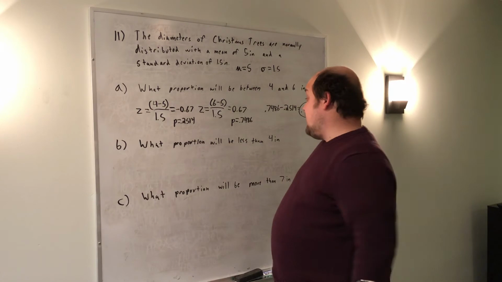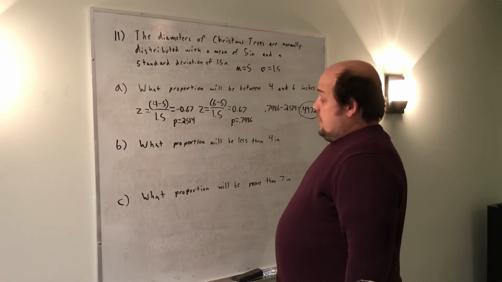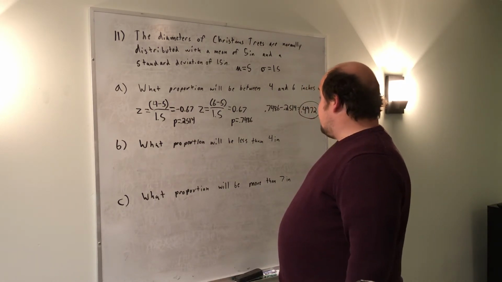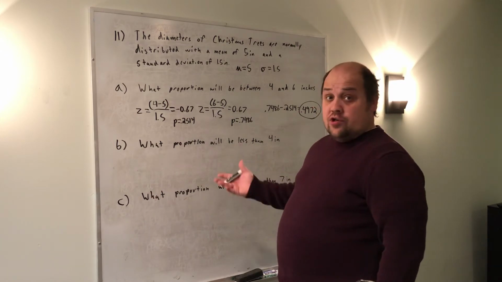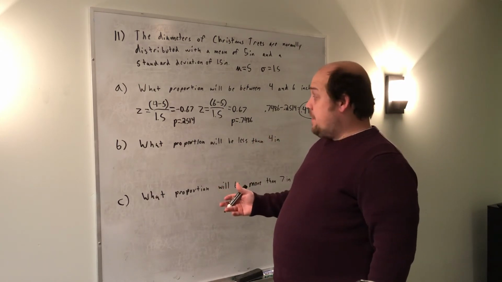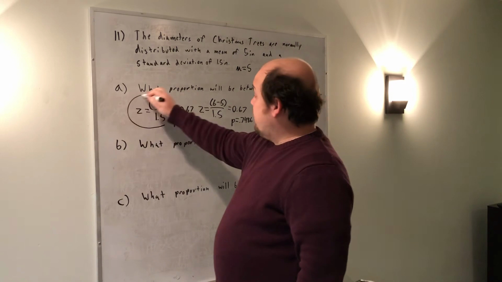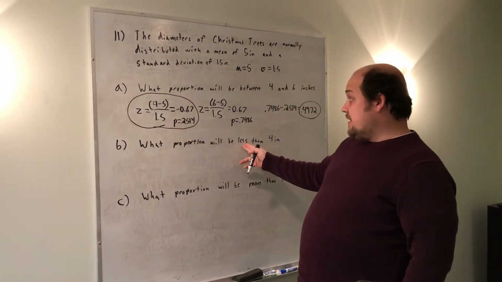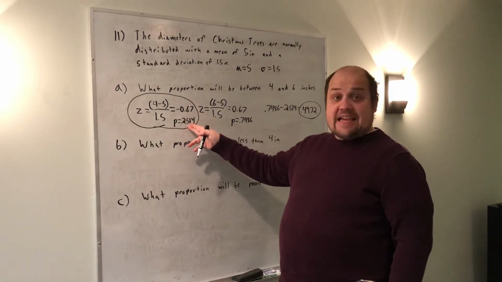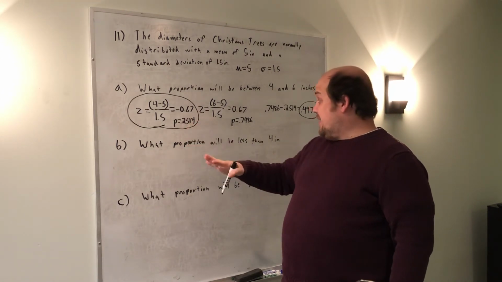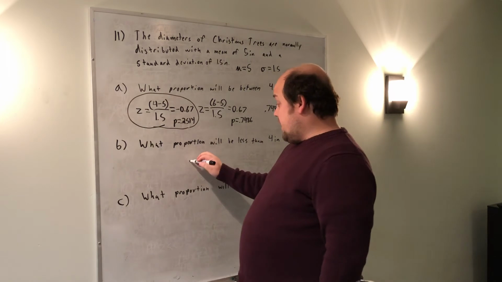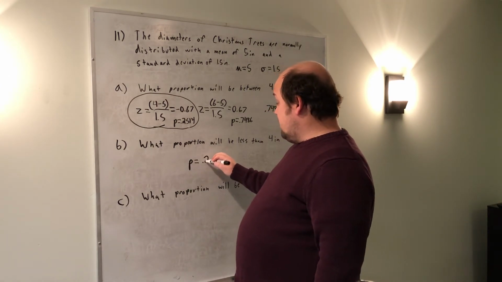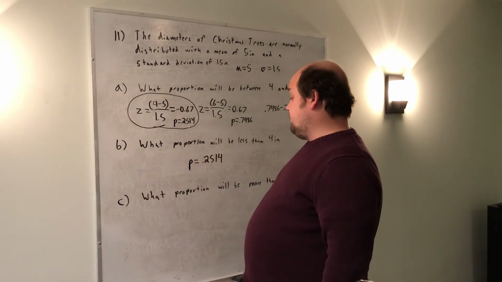For part B, it asks me what proportion will be less than 4 inches. I could do a z-score, go through the same steps, but really I already did it for the question above. All I need to see is that because this is a less than question, this is the exact table value for 4, so I need to do no additional work. I can just report this as p equals 0.2514.